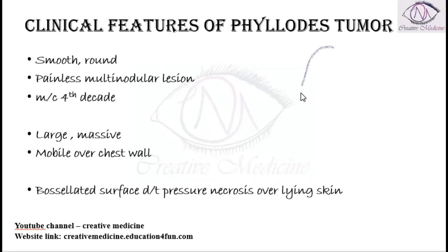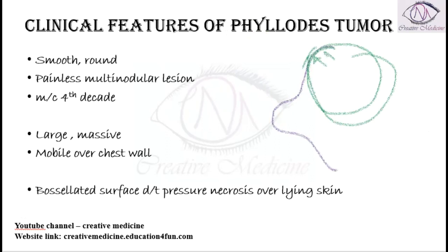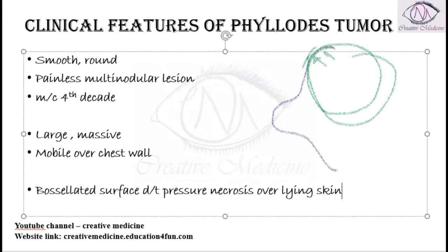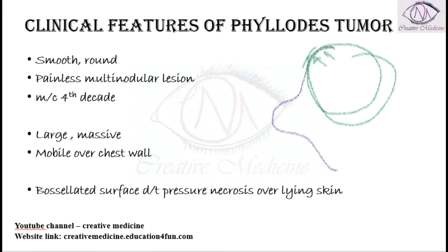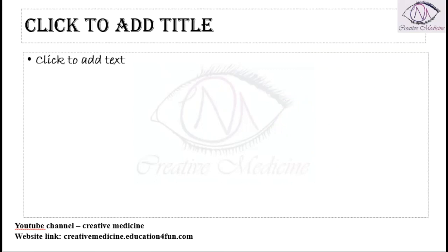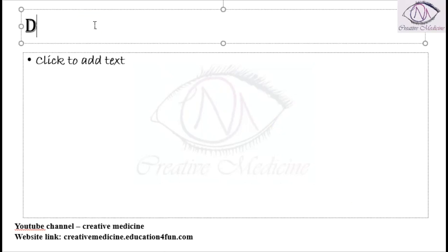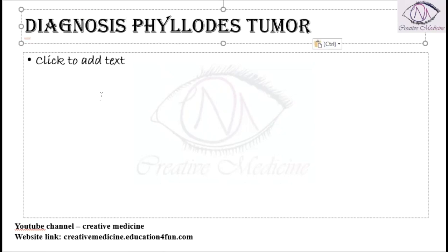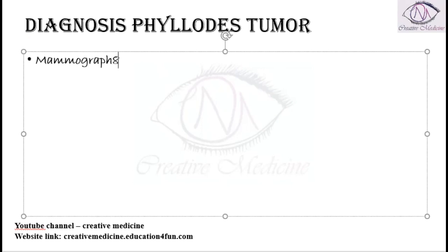See, here this is the breast tissue. Because this is a very large tumor, even the skin will get compressed, and because of the compression of the skin, pressure necrosis occurs, and this pressure necrosis will give this bosselated appearance. Diagnosis is by clinical examination. Also, for diagnosis, we do mammography. In the mammography, we can find calcifications, and also necrosis can be seen.